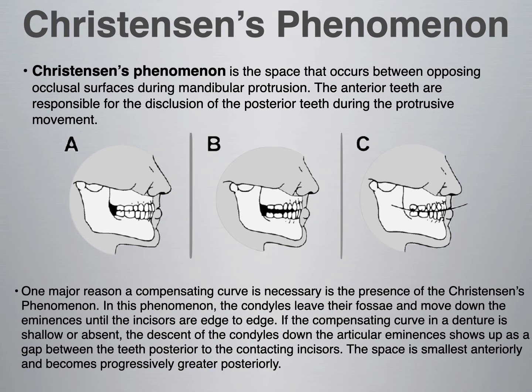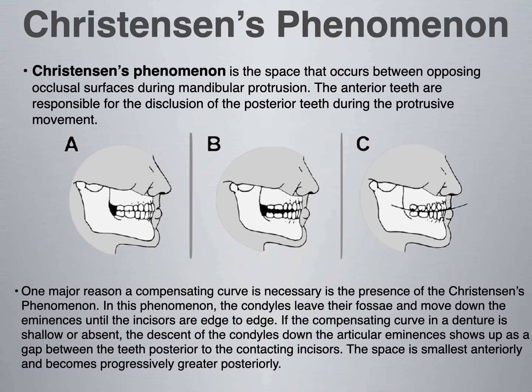Another term that's important when it comes to complete denture work is the Christensen's phenomenon. So what is this Christensen's phenomenon? It's defined as the space that occurs between opposing occlusal surfaces during mandibular protrusion. That's when your lower jaw moves forward. The anterior teeth are responsible for the disclusion of the posterior teeth during the protrusive movement.